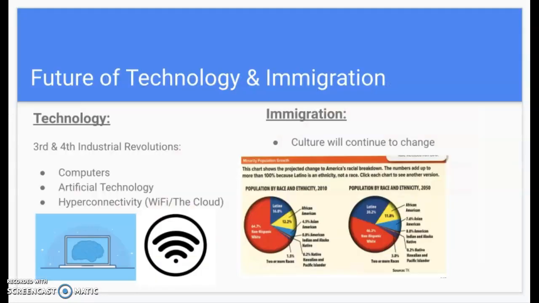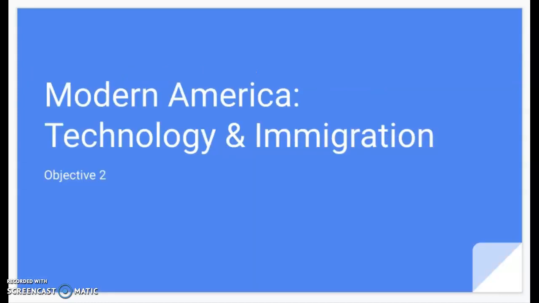As we can see, America is changing a lot, and what is modern right now might not be modern in a couple of years. But that is objective 2, Modern America, Technology and Immigration.